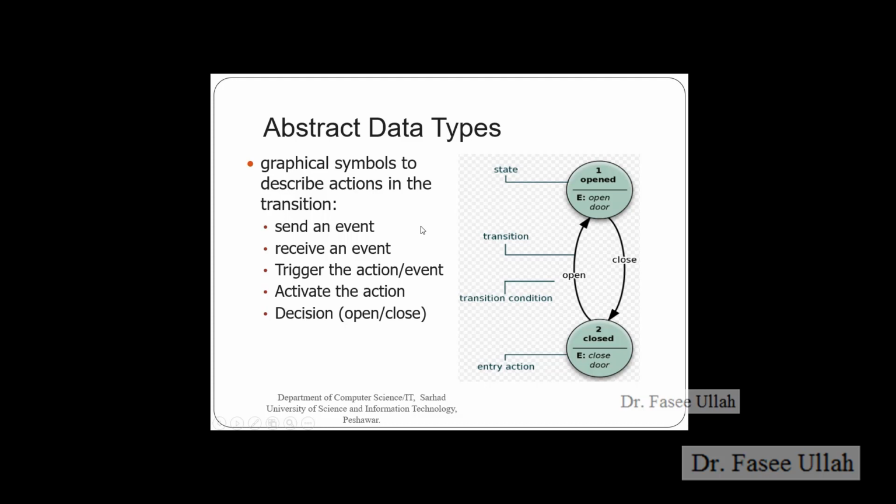So what could be the graphical representation? This is the graphical representation. What could be the steps involved to perform such open and close of the door? We send an event. What is an event? That is actually the action. Receive the action, for example here the action could be open, the action could be close. Then we trigger the action. Trigger means fire the action based on the requirement. Activate the action and the decision, which is open and closed. So this is the abstract representation of how we can define and use the finite automata for graphical representation. This is a very common example.